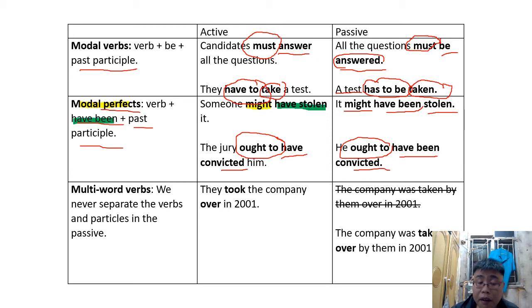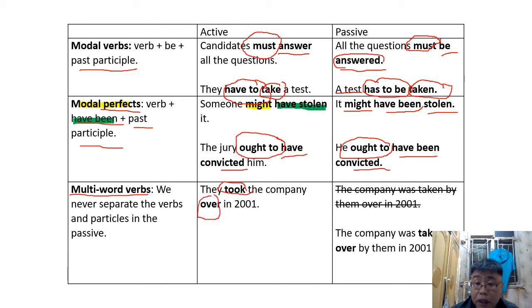In the third category, we have multi-word verbs. Multi-word verbs have two elements, a main verb and a preposition. Look at this sample sentence. They took the company over in 2001. The main verb is took, and the preposition is over.